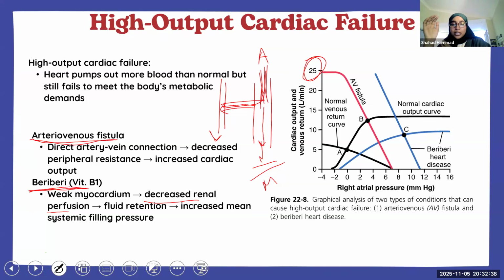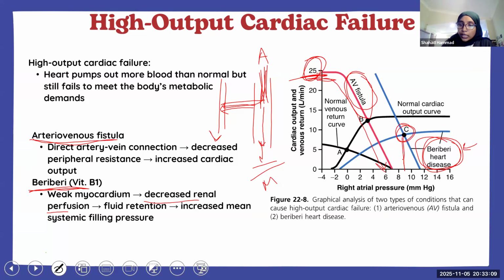Now, this is at the very end of his presentation, not that high yield in my opinion, but know how it looks on the graph. So the arteriovenous fistula, like we said, has a very high cardiac output. However, this is not meeting the demands of the body, so we can see that there's a decrease over here as we move along the graph. In the beriberi heart disease here, we can see that the myocardium is weak because of the contractility. Even though we have this point C here, we have a very high atrial pressure. However, the cardiac output is pretty high as compared to the normal 5 liters.